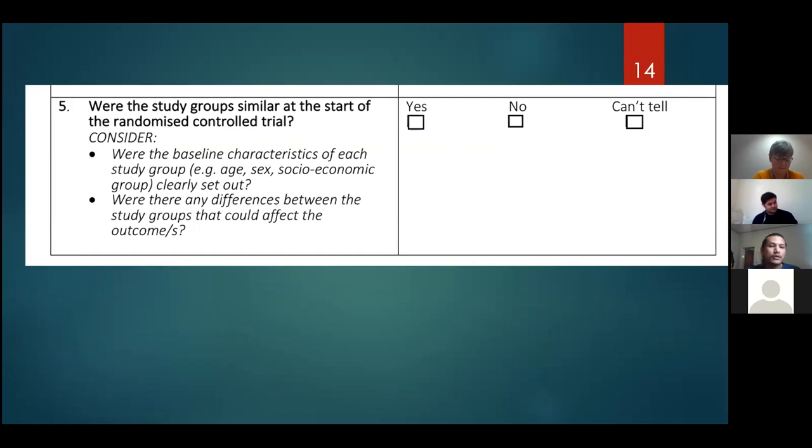So going forward to question 5, were the study groups similar at the start of the randomized control trial? So we have to consider, were the baseline characteristics of the study groups, age, sex, socioeconomic group, clearly set out, and were there any differences between the study groups that could affect the outcomes? So I would say yes.